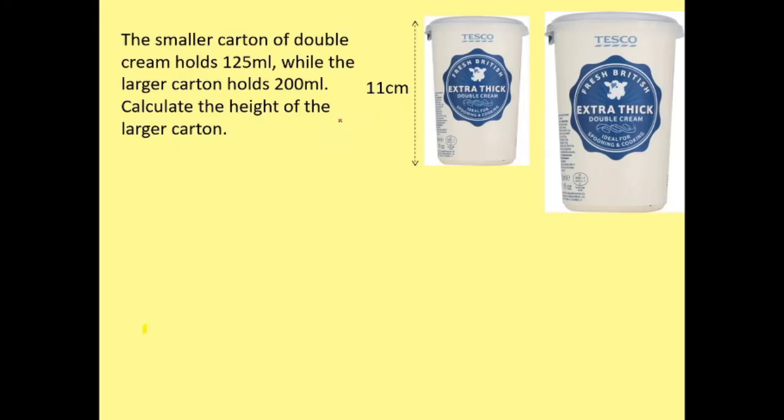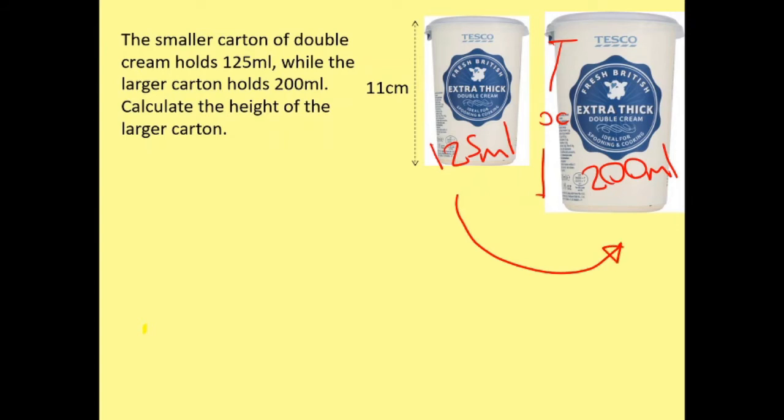Okay, the smaller carton of double whipped cream holds 125 millilitres. The larger one holds 200 millilitres. Calculate the height of the carton. Now this is one we have to work backwards, but it's still the same. So I'm just going to put X for the one we need to know. So I'm still going to try and work out the scale factor from the smallest to the biggest.